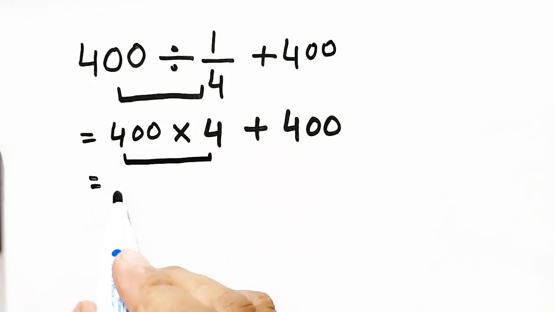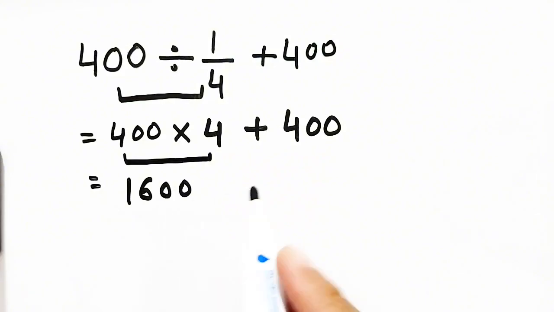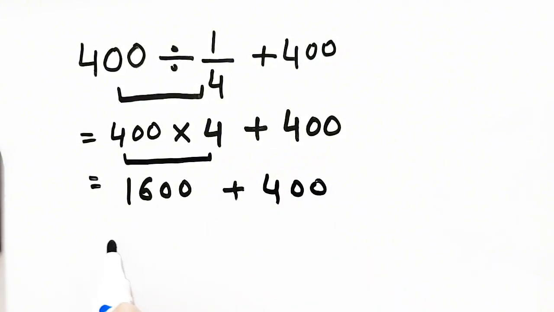So 4 multiplied by 4, 16. It will become 1600 plus 400. 1600 plus 400 will be equal to 2000, which is our answer.